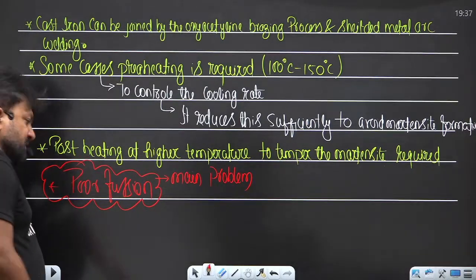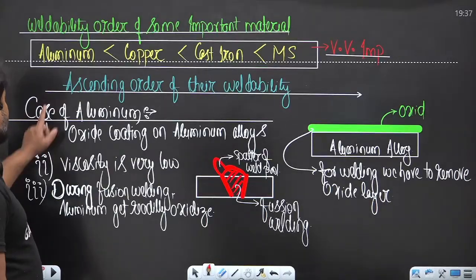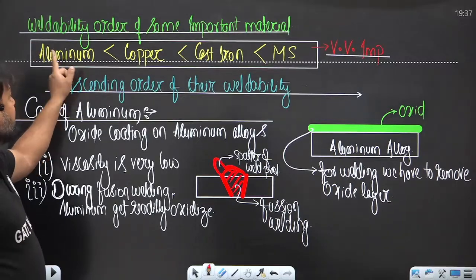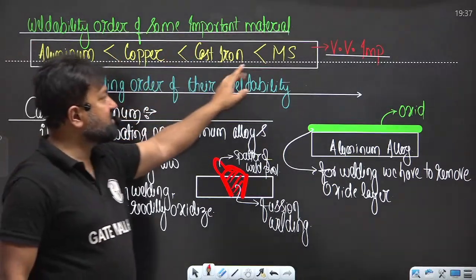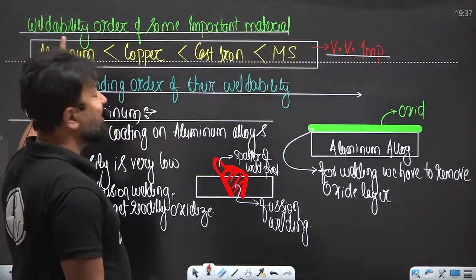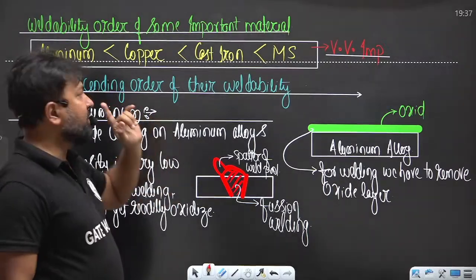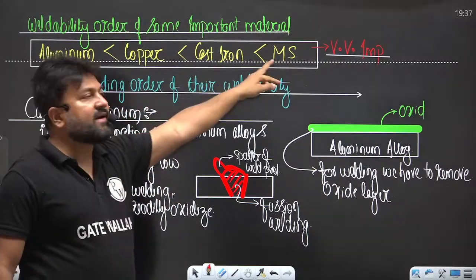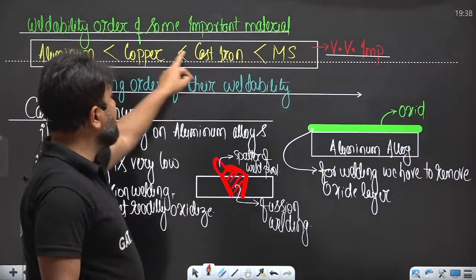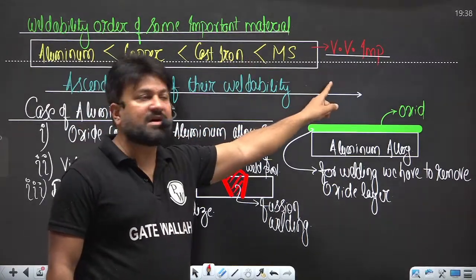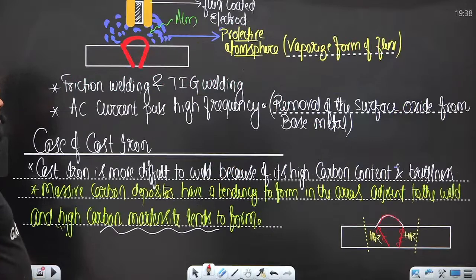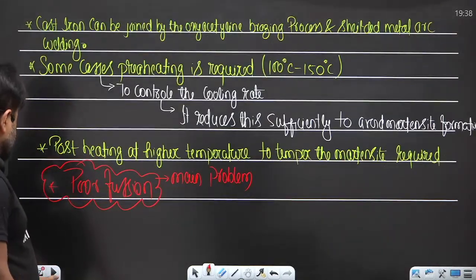Now I'm going to discuss the case of stainless steel, my dear. I hope till now the thing is clear. Please remember this order: aluminum, copper, cast iron, mild steel. Here the important materials for exam purposes are aluminum, cast iron, and mild steel. I have discussed the aluminum and the cast iron. Now I'm going to discuss the mild steel.